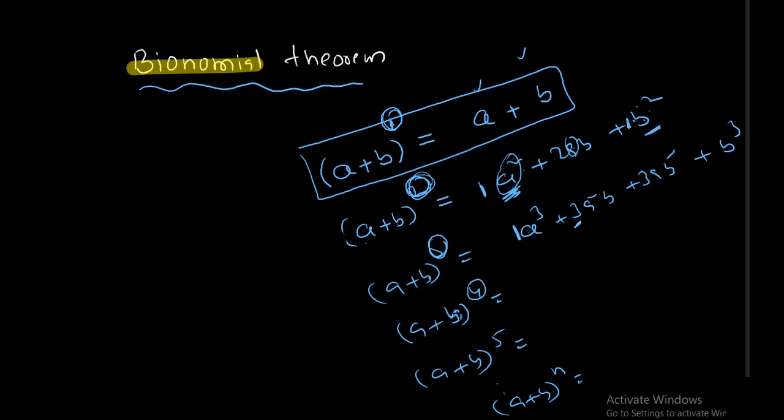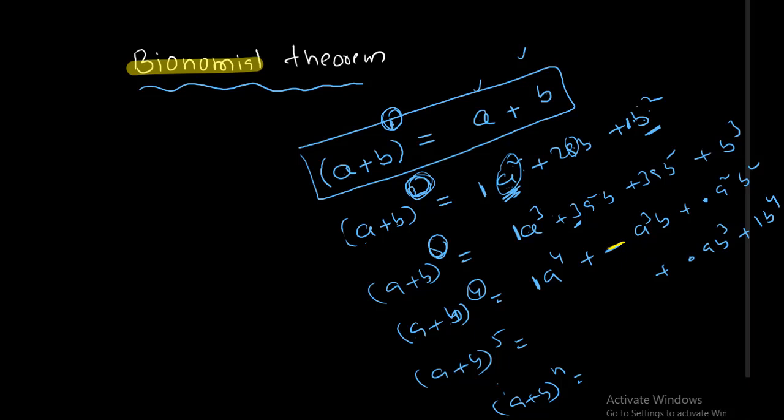Like that, directly I can say a power 4 will be 1 a power 4. What is this? I can't say now at this stage. Some coefficient into a cube b, plus some coefficient into a square b square, plus some coefficient into a b cube, plus 1 b power 4. This is the expansion of a plus b whole power 4.